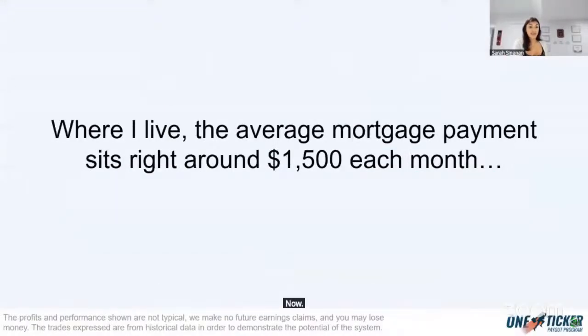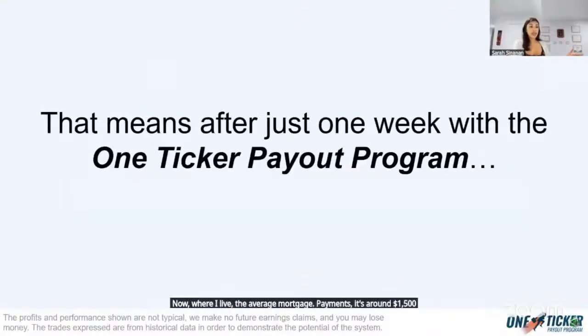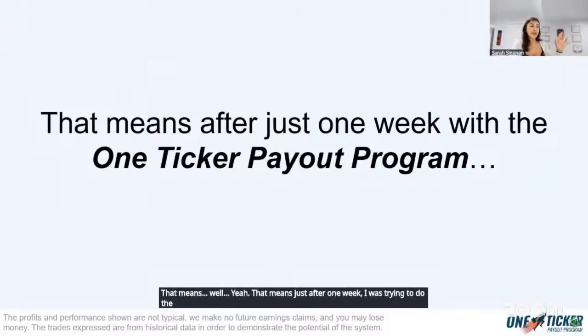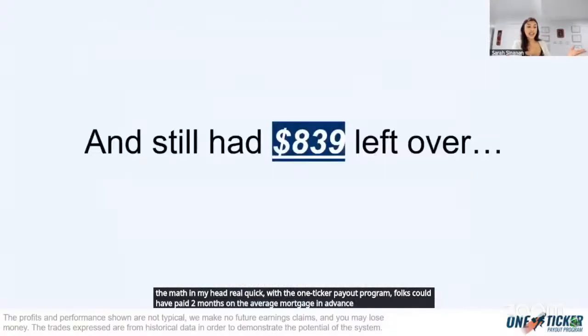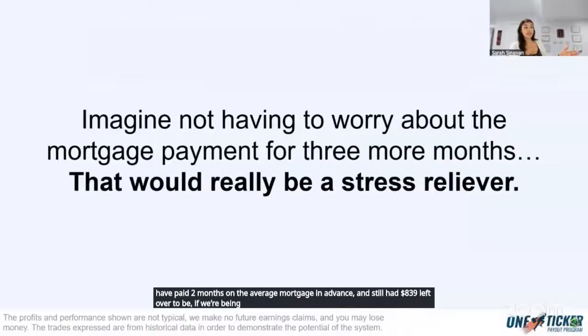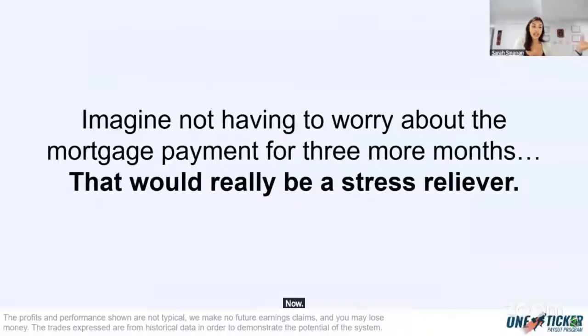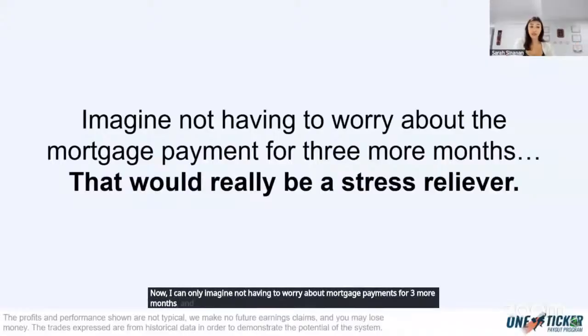Now, where I live, the average mortgage payment sits around $1,500 each month or so. That means, well, yeah, just after 1 week, I was trying to do the math in my head real quick. With the one ticker payout program, folks could have paid 2 months on the average mortgage in advance and still had $839 left over, if we're being exact with the numbers. Now, I can only imagine not having to worry about mortgage payments for 3 more months, and that would definitely be a stress reliever on me.